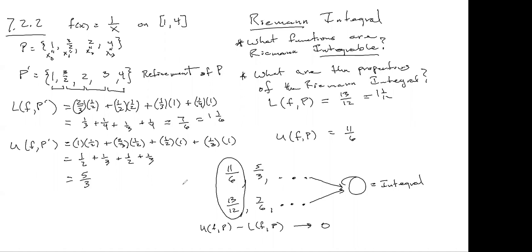So go ahead and see if you can find a partition. Let's see where we are. With the P prime partition that we just found, the difference between the upper sum and the lower sum would be 3/6, which is a half. We'd like to get that down to less than 2/5. So you just need to find a partition where the upper sum minus the lower sum would be less than 2/5.